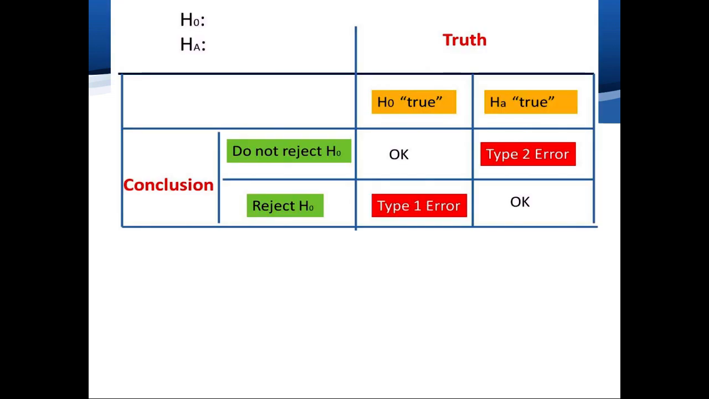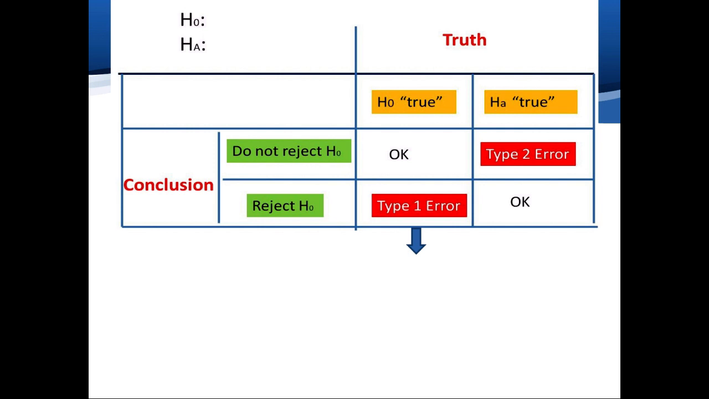However, sometimes we may make some wrong decision and it will cause some error. Type 1 error is when H0 is true, but you make a wrong decision that you reject it. Similarly, if HA is true, but you make a wrong decision, you accept H0, it will cause some error which we call type 2 error.